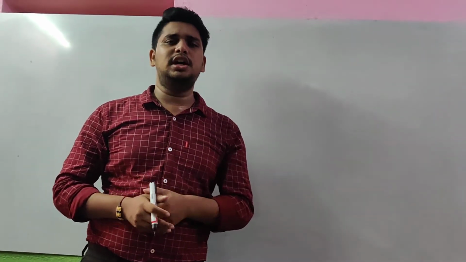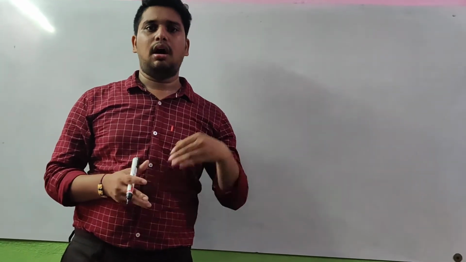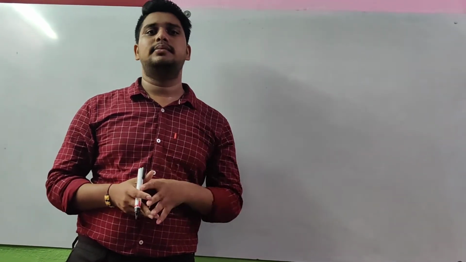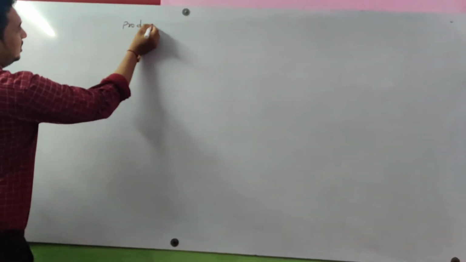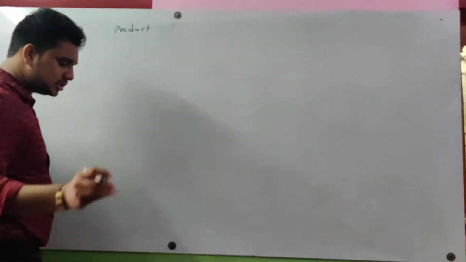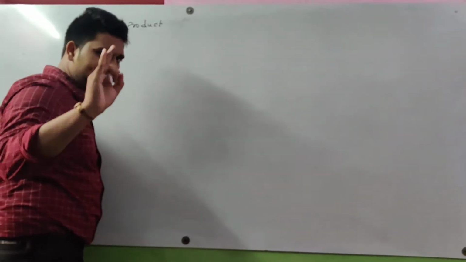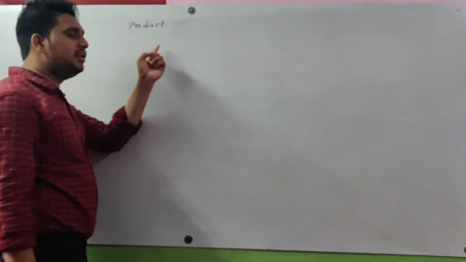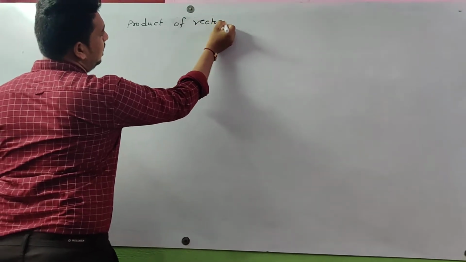Today we are going to discuss another new topic, that is the scalar product or dot product of vectors, and the vector product of vectors. So these two we discuss. First of all, the product of vectors concept. Already we discussed addition of vectors and subtraction of vectors in the topic of vectors. So now we are going to discuss the product of vectors.